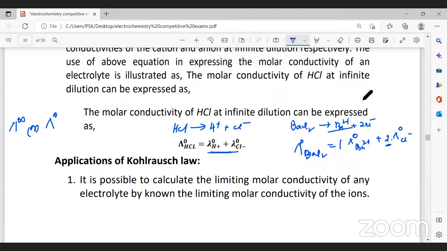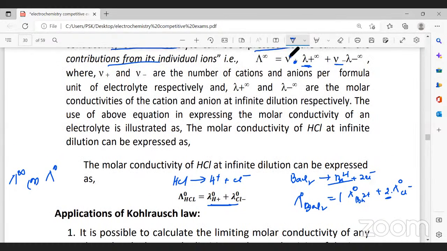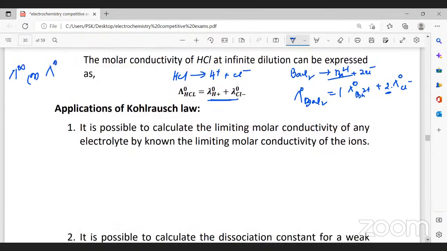So V plus and V minus stand for the number of cations and the number of anions in the equation, what we learned earlier. V plus stands for the number of cations, V minus stands for the number of anions. That is what I've written. Did you follow what is Kohlrausch's law? Students, did you follow? Yes, sir.